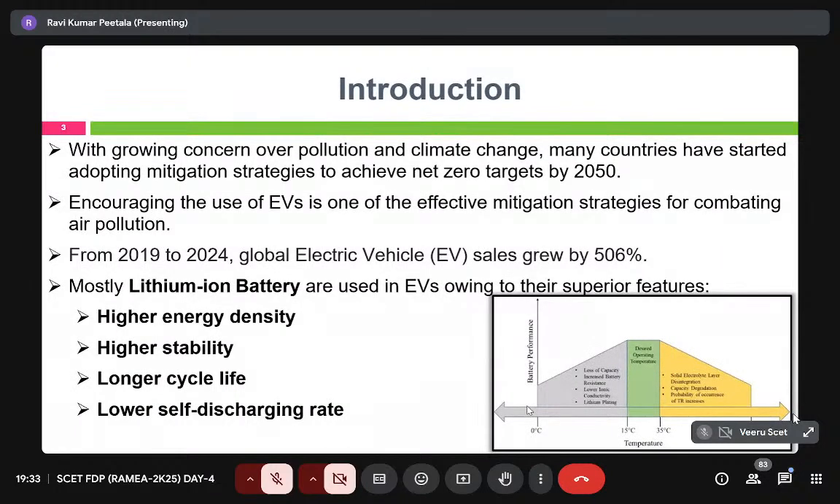A lot of research work is going on across the globe on lithium-ion batteries and thermal management systems. Here I show a figure of battery performance versus temperature on the x-axis. The desired operating temperature of a lithium-ion battery is 15 degrees centigrade to 35 degrees centigrade. If it goes above that, maybe 40 degrees, problems start.